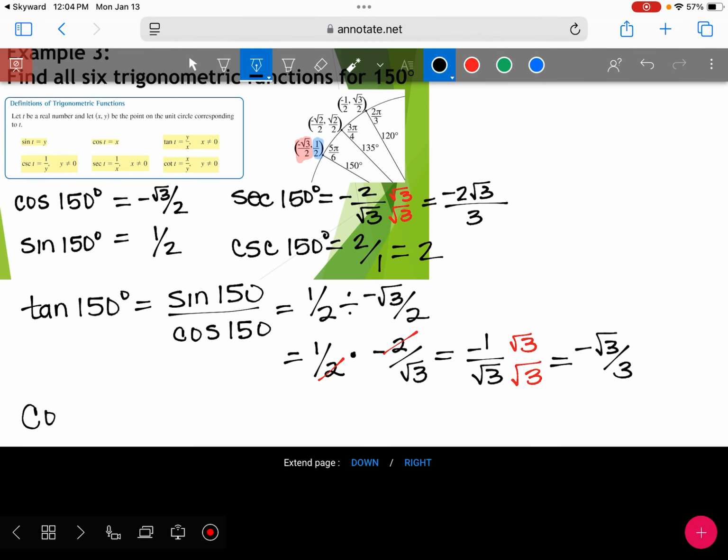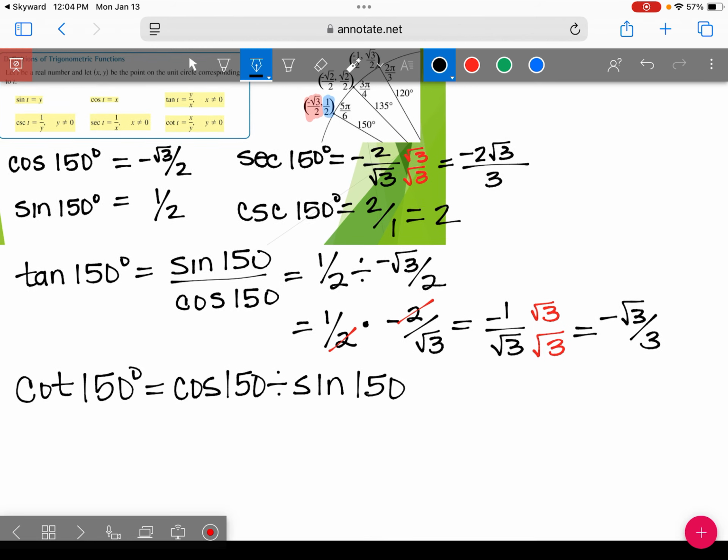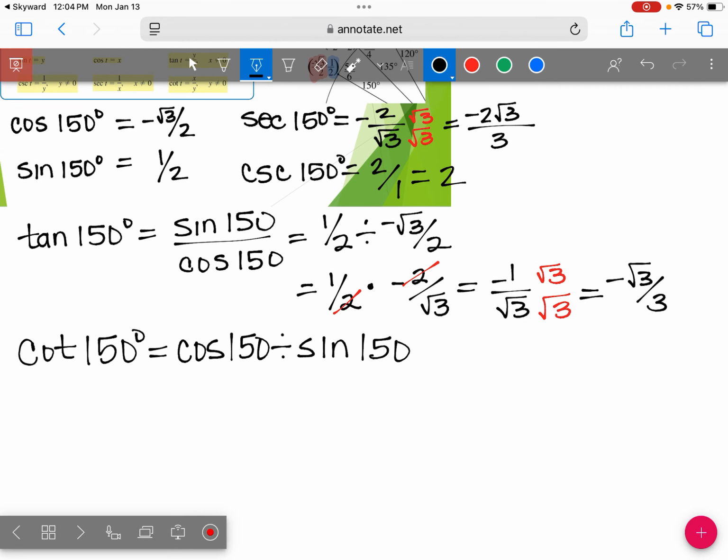Now let's do our cotangent. So cotangent equals cosine divided by sine. So cosine is negative root 3 over 2. We're going to divide that by positive 1/2. Go ahead, do your keep, change, flip.